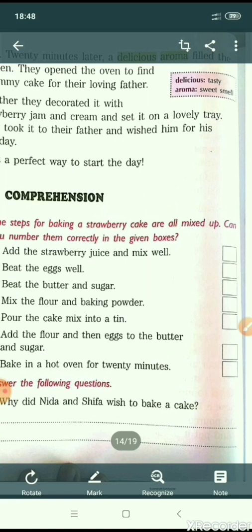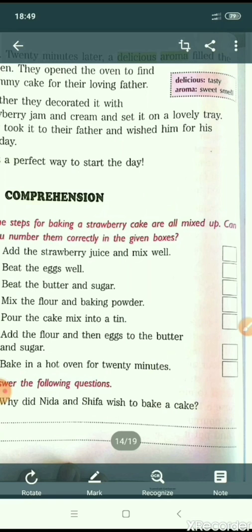Then number 5, add the strawberry juice and mix well. Write number 5 in the box given in front of this sentence. Add the strawberry juice and mix well. Then number 6, pour the cake mix into a tin. You have to write 6 in front of the sentence. Pour the cake mix into a tin. And 7th one is bake it in a hot oven for 20 minutes. Write number 7 in front of the sentence. Bake it in a hot oven for 20 minutes.